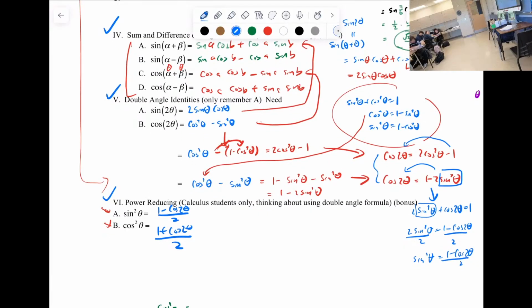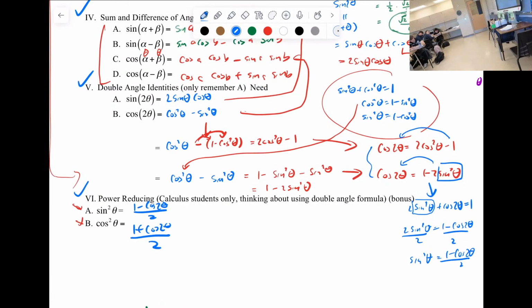If we just memorize this for the test tomorrow, do we have to do all that? This particular power reducing proof? No, but it's easier to prove it than to memorize it, because I have the memory of a goldfish, so I won't.